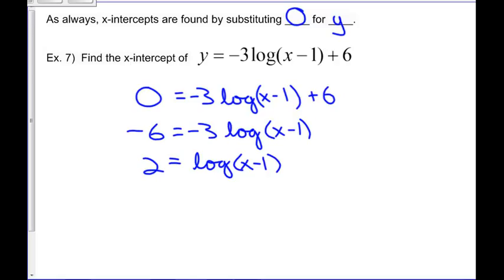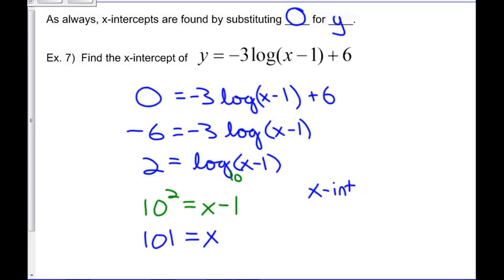But this has another form. Remember that the base of this log is 10 because no base was shown. So if I write this in exponential form, here's how it looks. 10 to the power of 2 equals x minus 1. And if we solve that, we'd have x equals 100 plus 1, or 101. Our x-intercept is at (101, 0).